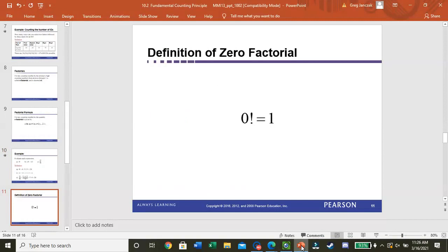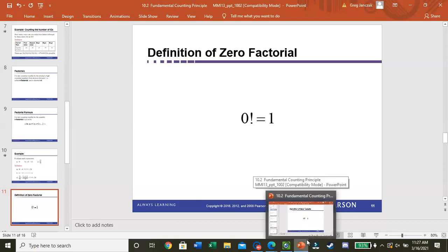Zero factorial is 1. Okay? Why is that? Because when we get into permutations and combinations, you'll see why. But for right now, just note that 0 factorial is 1. And so I believe if you even do that on the calculator, 0 factorial, you should get 1.